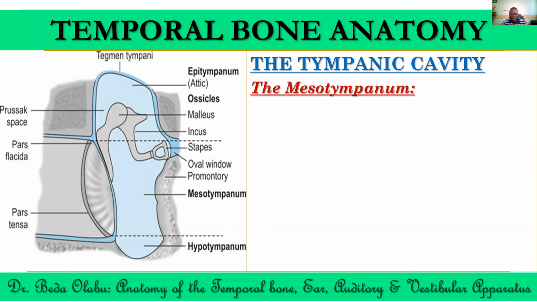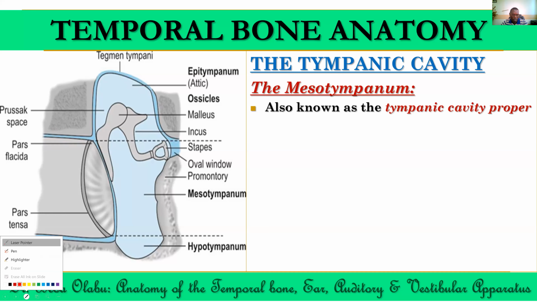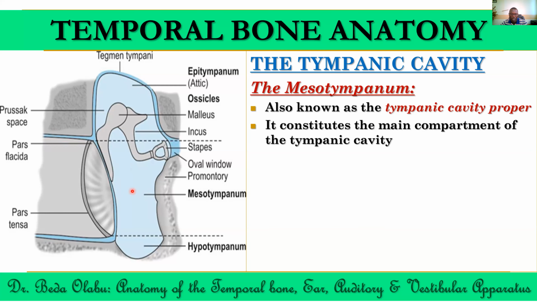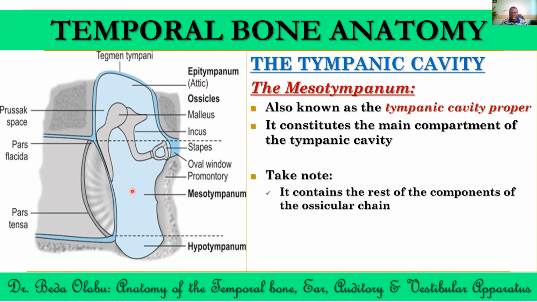We can now talk about the mesotympanum. The mesotympanum is this region here. Let me put that. So this is the mesotympanum. It is the tympanic cavity proper. It constitutes the main compartment of the tympanic cavity. Nothing much to say. The rest of the components of the ossicular chain rest within the middle ear proper.